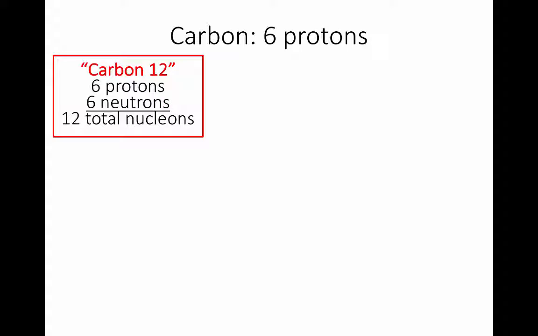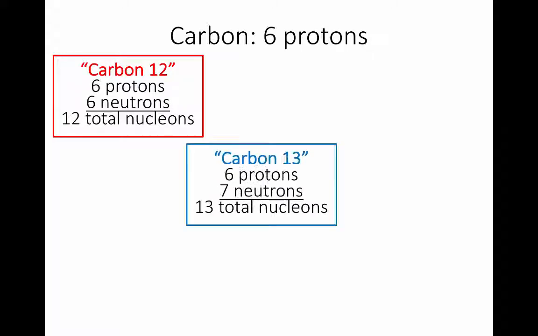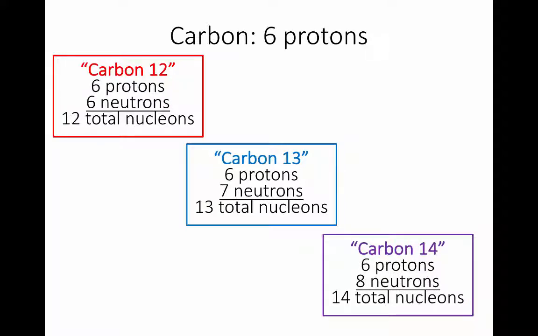You can have an atom which has 6 protons, keeping it carbon, but 7 neutrons. That's 13 total nucleons, giving us carbon-13. You can also have an atom of carbon with 8 neutrons, and of course 6 protons because it's carbon. That would be carbon-14 because it has 14 total nucleons.